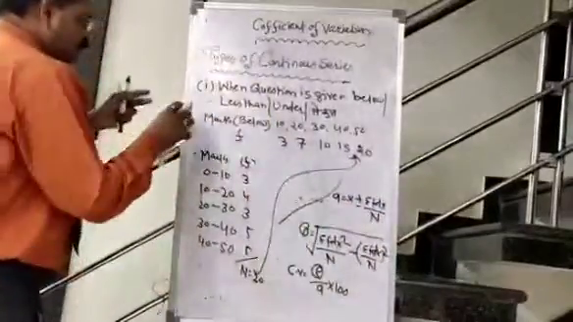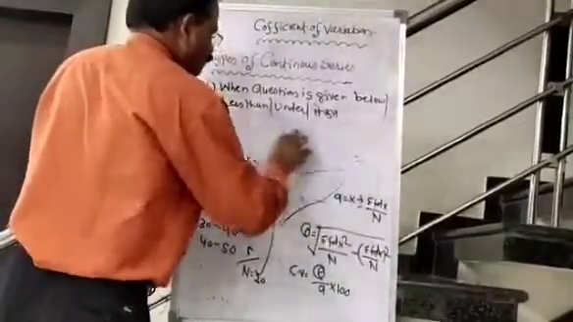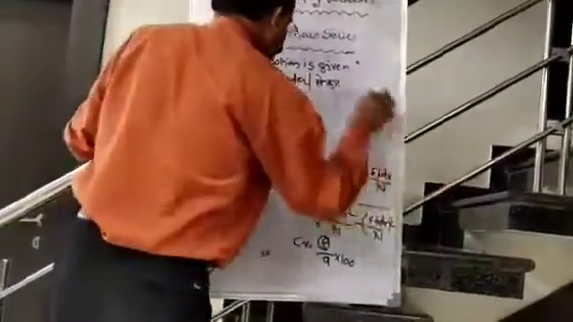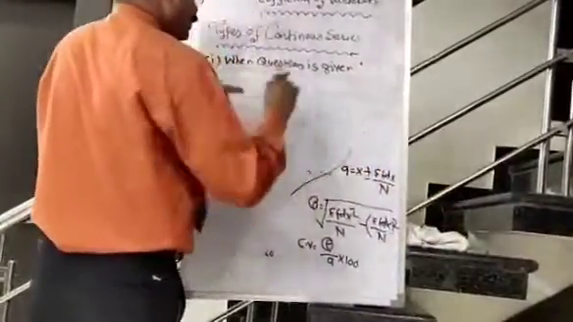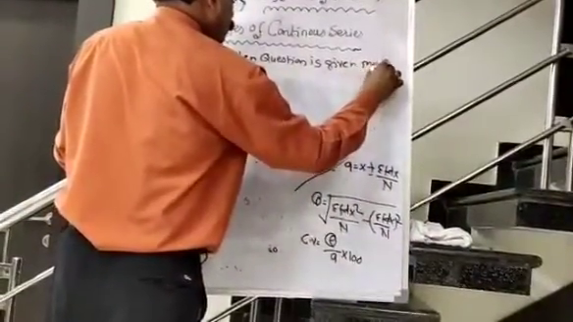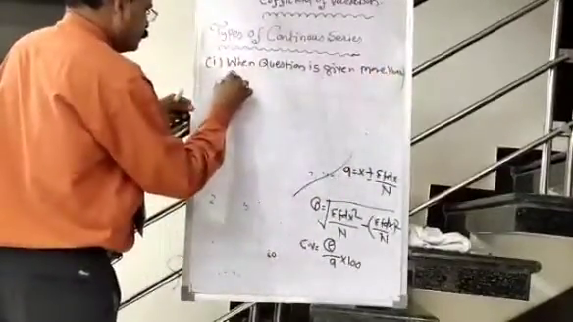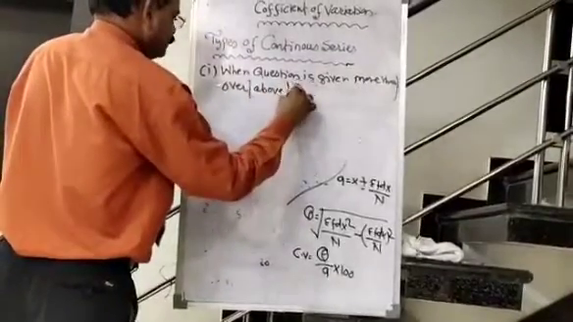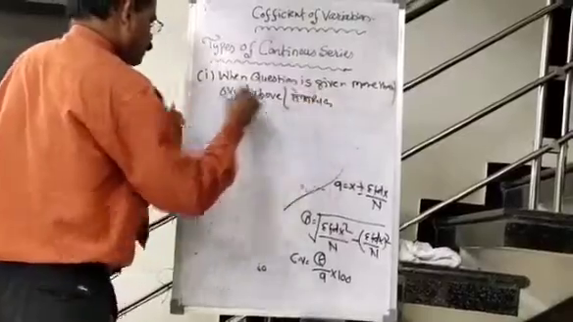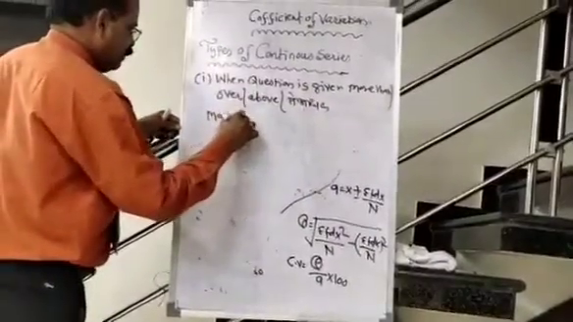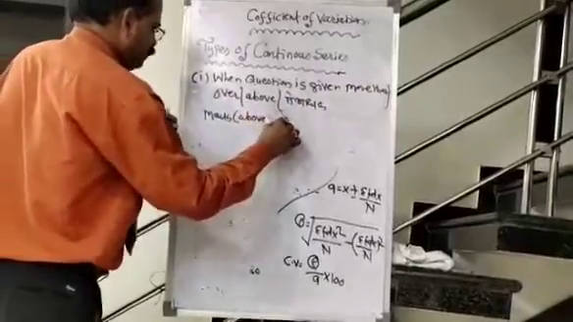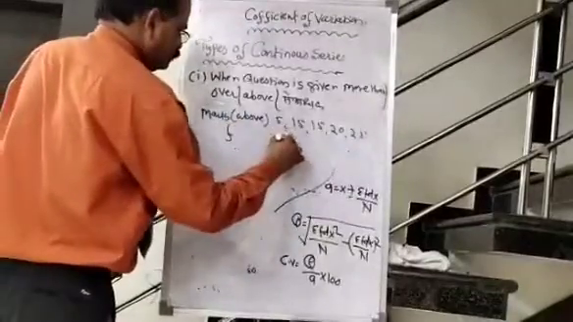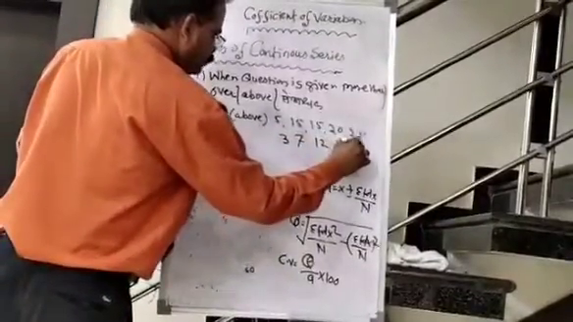After that, number 4, when the question is given with more than, over, or above. In Hindi we can say adhik. Marks in the bracket above or more than: 5, 10, 15, 20, 25. Frequency: 3, 7, 12, 15, 25.